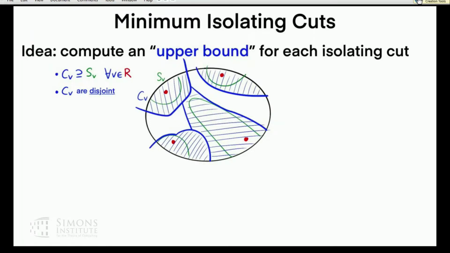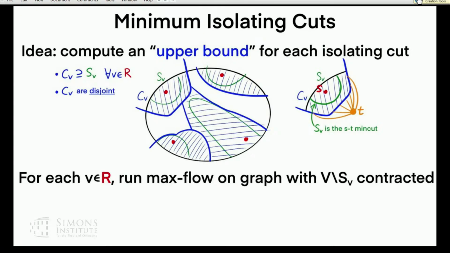So S_v is the set of vertices on the side of the isolating cut that contains that isolated vertex. We're going to find an upper bound, C_v, that contains S_v. And we also want the C_v to be vertex disjoint. So that's the first step of the algorithm.